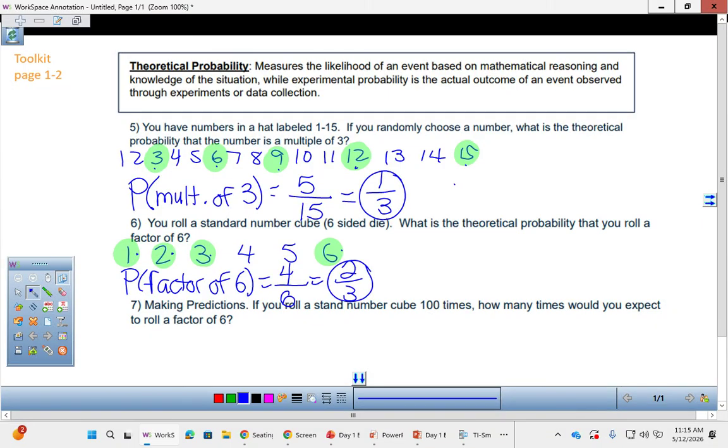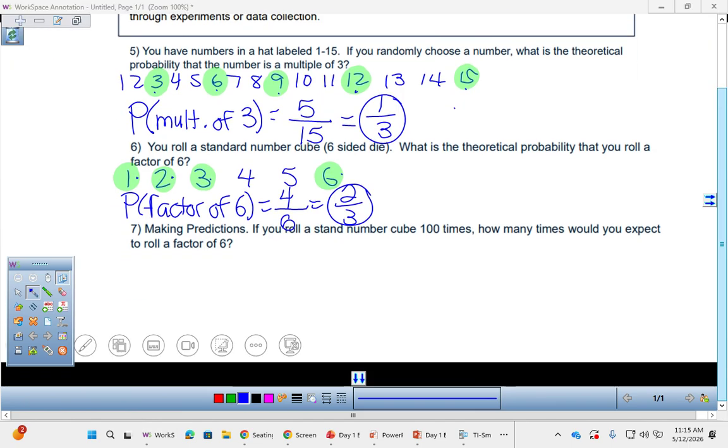All right, the next example says making predictions. If you roll a standard number cube 100 times, how many times would you expect to roll a factor of 6? So I'm going to take the times I would expect to roll a factor of 6, 2 out of every 3 times. Or you could use 4 out of 6. It doesn't matter. 4/6 or 2/3, they're the same thing.